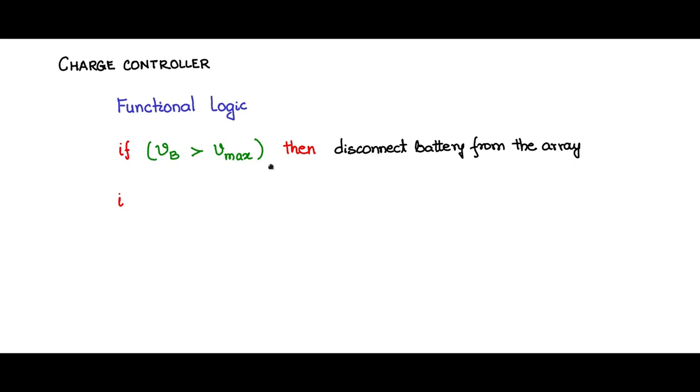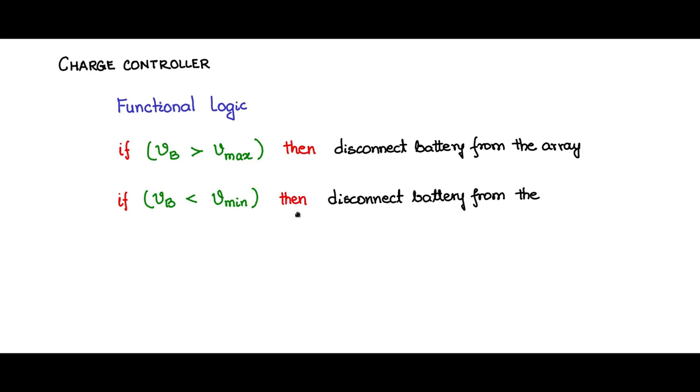Now if the battery voltage is less than a predefined Vmin voltage, let us define this. So the battery voltage is less than that, we don't want it to discharge any further, but we still need to take charge from the PV panel. Then disconnect the battery from the load. So you know that the battery is not going to discharge into the load, but it is still connected to the PV panel, which means that it can charge up from the PV panel.